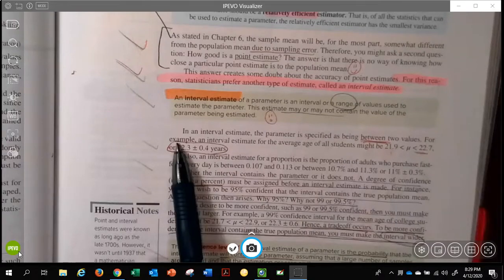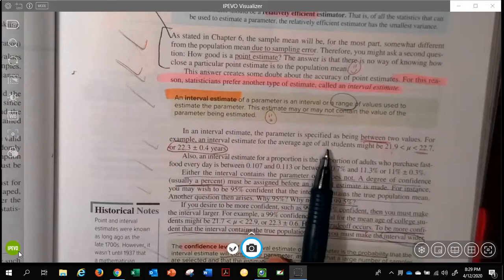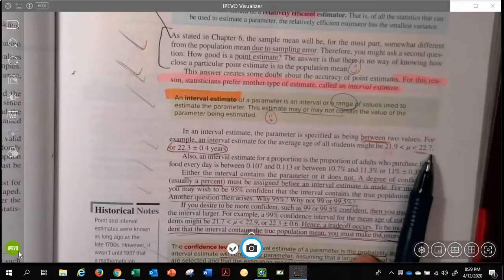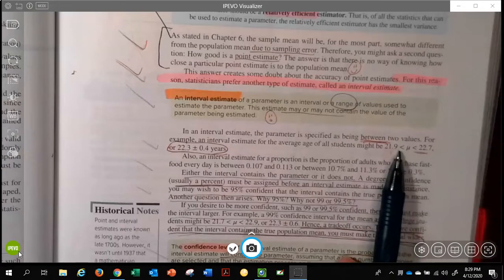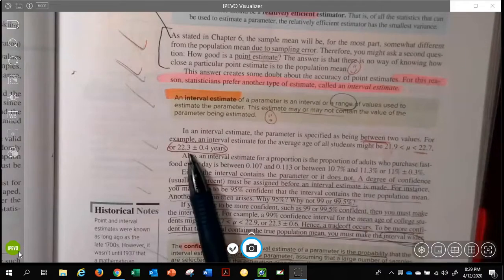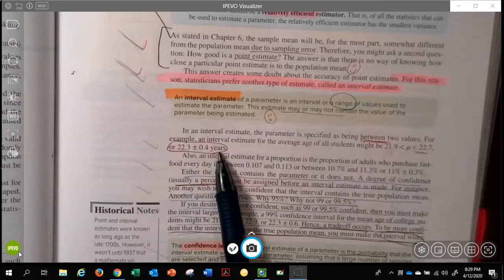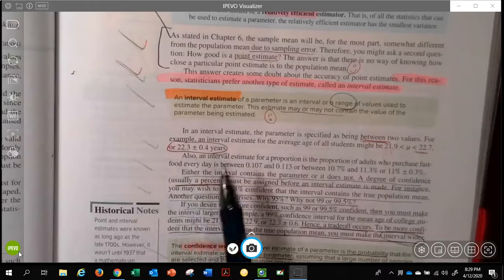So for example, an interval estimate for the average age of all students might be, and we read from the middle, mu is less than 22.7 and mu is greater than 21.9 years. But this is the one I want to play with. 22.3 being like the middle, plus or minus 0.4 of a year. And some of y'all may see this on advertisements for land for sale. It may say 30 acres, plus or minus 5 acres. Give or take, from here to there.